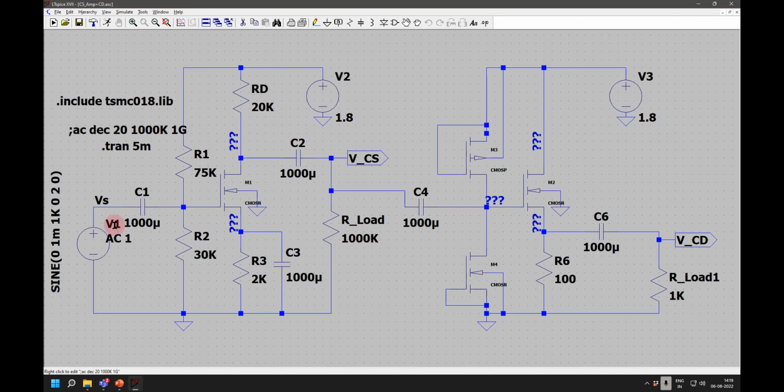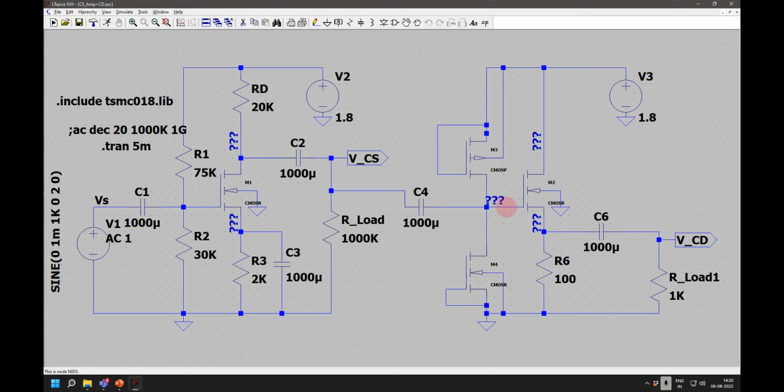Right, this is our common source amplifier. I am amplifying the signal here, and then I am using a common drain amplifier. In the common drain amplifier, instead of using resistances, I have used MOSFETs for biasing also. In this configuration, both are off because of the drain-source voltage, so not much current will flow in this particular path.